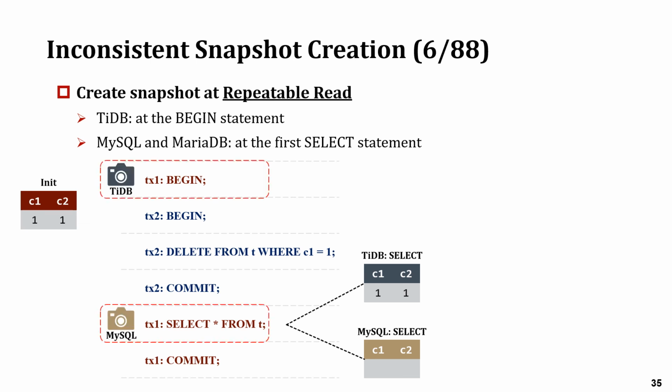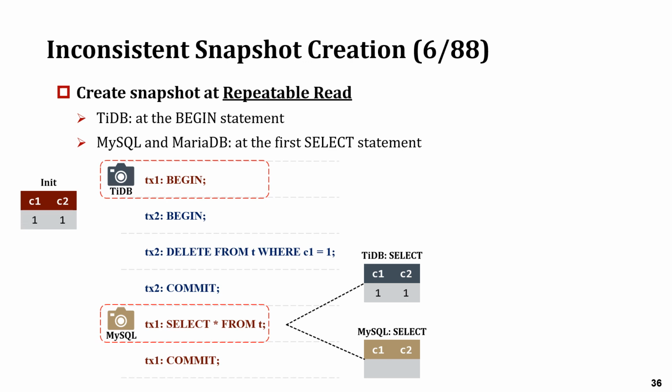Because TiDB reads the snapshot established in the begin statement in transaction 1, MySQL reads the snapshot created by the first select statement. After transaction 2 is committed, the database states are consistent, that is, an empty set. So this compatibility issue is caused by inconsistent snapshot in 2 DBMS, which affects their query results in transactions.